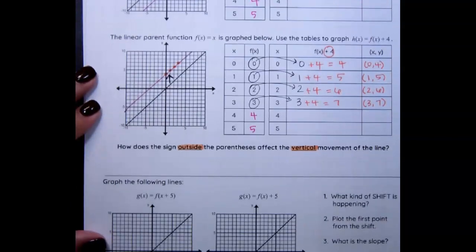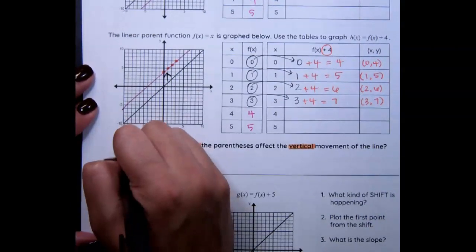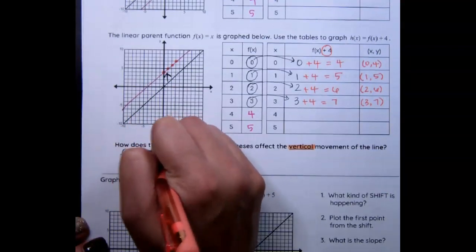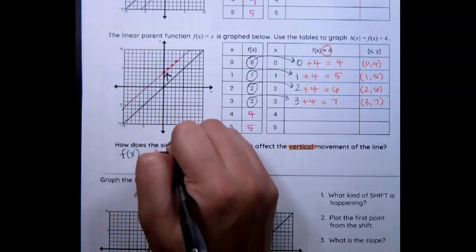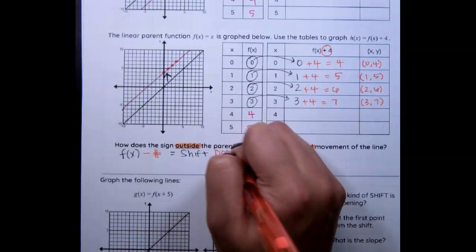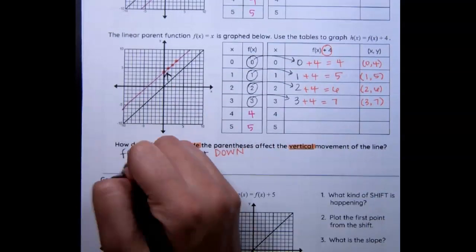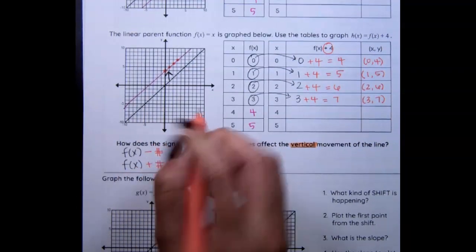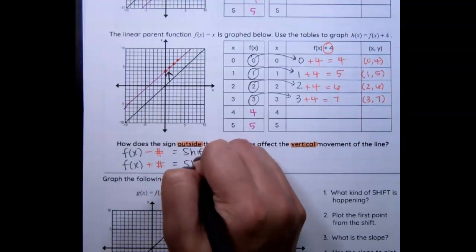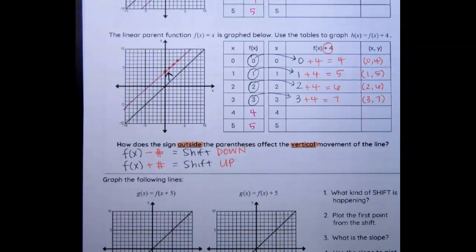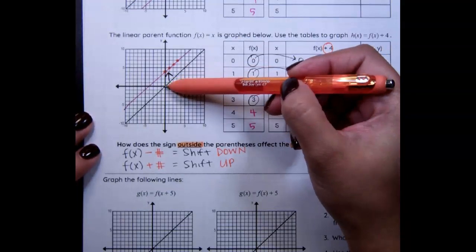So how does the sign on the outside affect the vertical movement? Well, if I have f of x minus a number on the outside of the parentheses, it is going to equal a shift down. If I have f of x plus a number, that is a shift up.